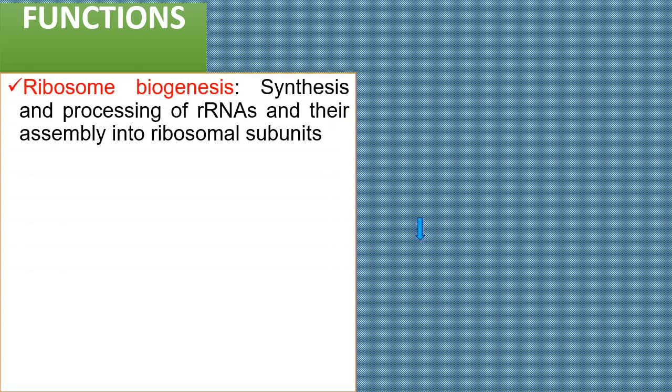Let us discuss the functions of the nucleolus. The primary function of the nucleolus is ribosome biogenesis. That means the synthesis and processing of ribosomal RNAs and their assembly into ribosomal subunits takes place within the nucleolus. As it is the main function of the nucleolus, we will discuss this process in detail later. Besides ribosome biogenesis, it has lots of different functions.